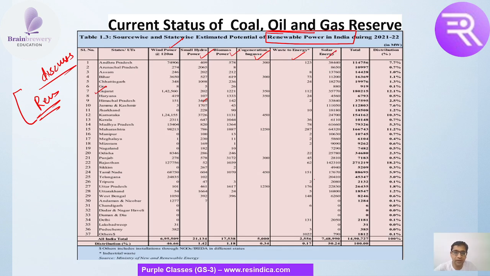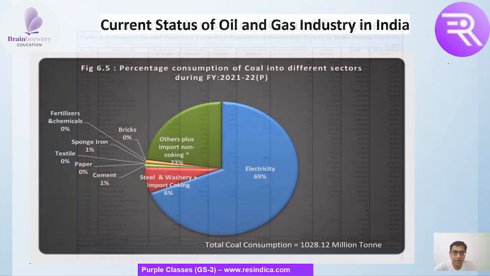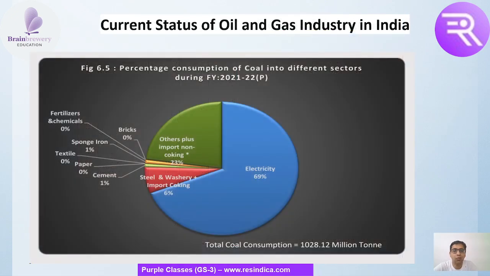Everywhere we have potential, but the maximum we can see is in Rajasthan, it is 1,42,000 megawatt we can expect. So this is what we have right now in megawatt. We can see how much power generation we have, but we will be discussing it in our renewable energy lecture. Here now you can see the percentage consumption of coal in different sectors.